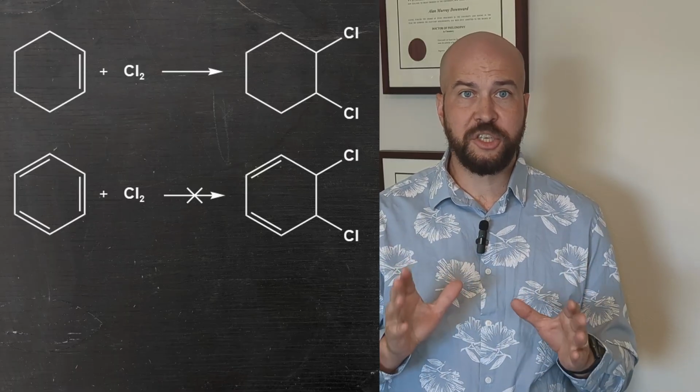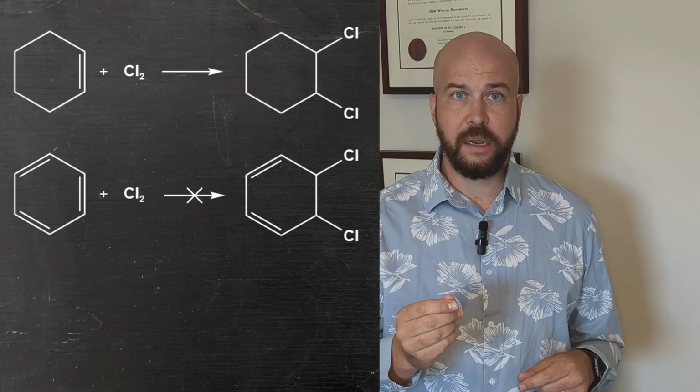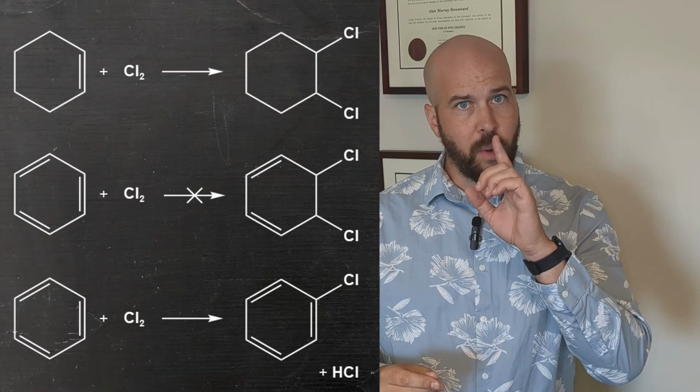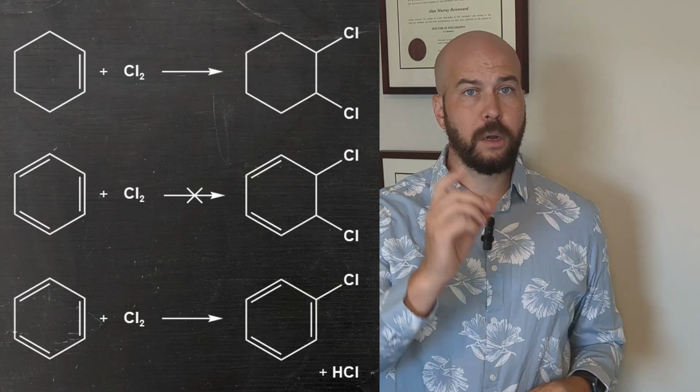However, when benzene is exposed to chlorine gas, we do not observe any addition reaction. Instead, we see the very slow substitution of one of the hydrogens for a chlorine atom. Now we can speed up this reaction by adding a Lewis acid, such as aluminium trichloride. But we will still only observe substitution. So what's going on? Let us consider the catalyzed reaction.